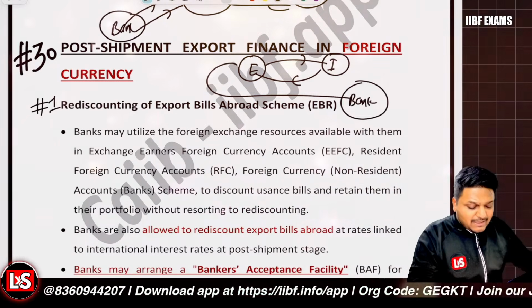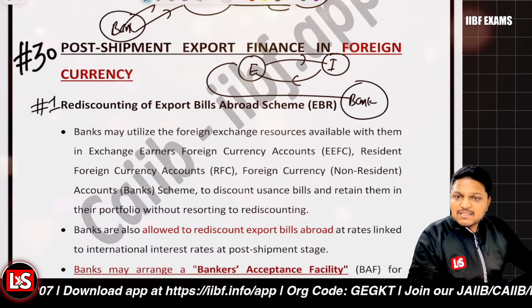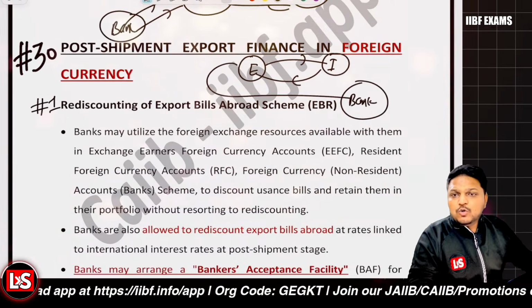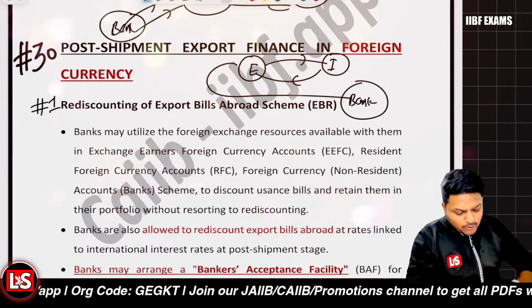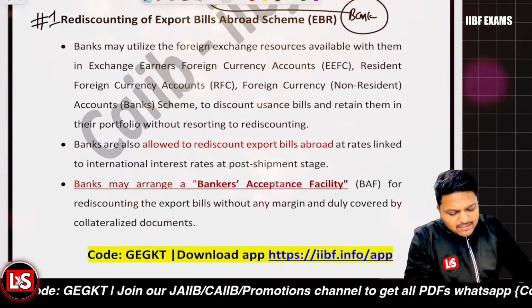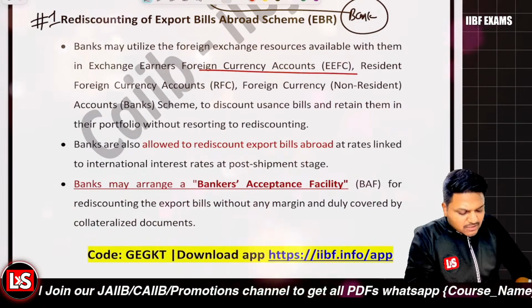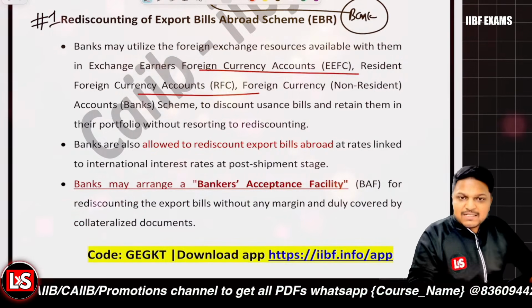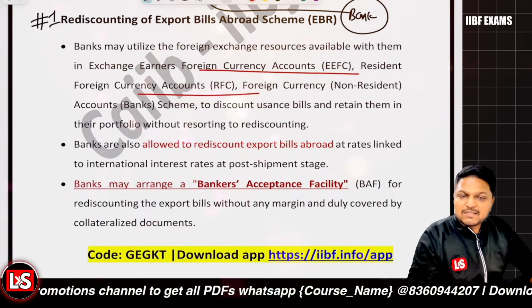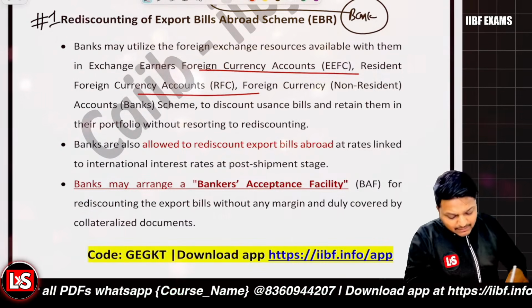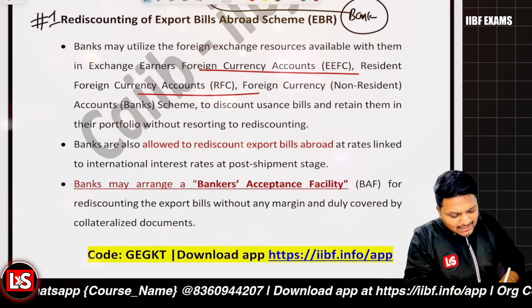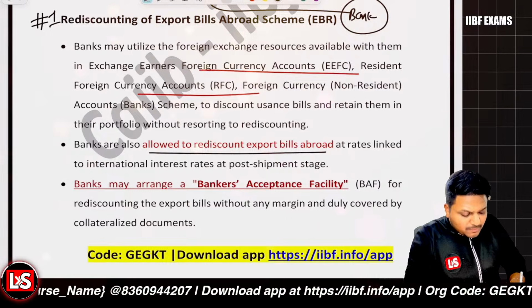So post-shipment credit is foreign currency denominated. It can be in any of the convertible currencies, like USD, Euro, GBP, or Japanese yen. And as I told you, the banks are going to utilize the funds lying in their EEFC accounts, in the RFC accounts, or it could be that they have a line of credit from banks abroad, or a line of credit from domestic banks. And further, it's also allowed that banks can be rediscounting export bills abroad.